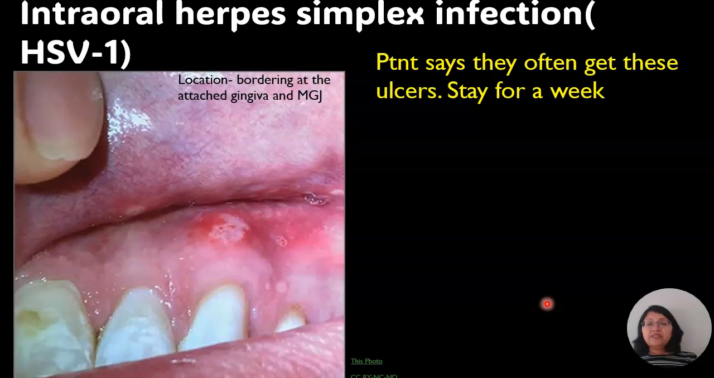So herpes simplex, like initially I was talking about, your herpes simplex ulcers occur on your keratinized mucosa. Like you see in this picture, it is at the border of attached gingiva and mucogingival junction. Now patients will say they often get these ulcers, they stay for a week. So we are on a similar time span as that of an aphthous ulcer, stay for a week and then they go, like any viral infection. But the location is very important.